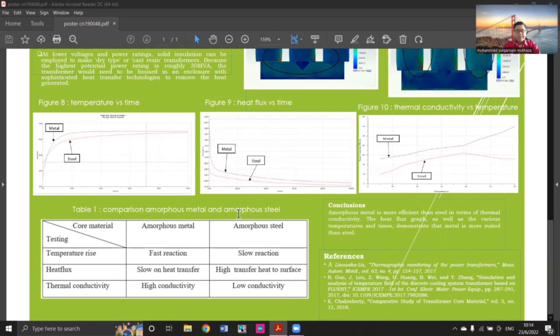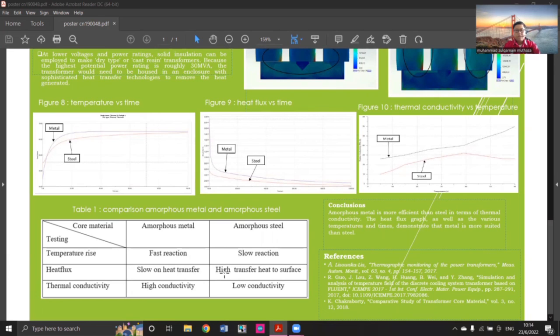for the core transformer. For metal and steel, the temperature rise is fast reaction for the metal, and the steel is slow reaction, based on the graph given. For heat flux, the steel has slow heat transfer, and the other one has high heat transfer at the surface. This one is still good in heat flux, but on thermal conductivity, the steel still has a high conductivity, and the metal has a high conductivity, but the steel still has a low conductivity.